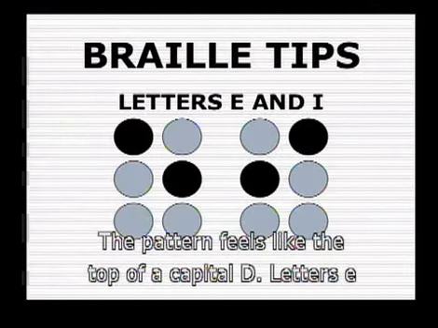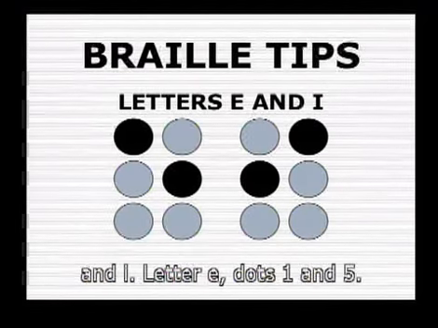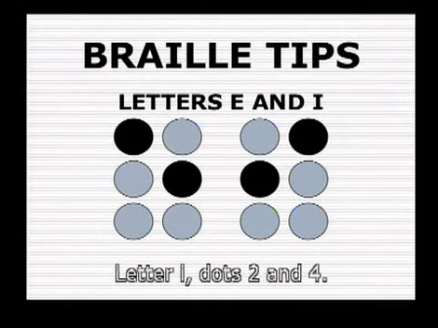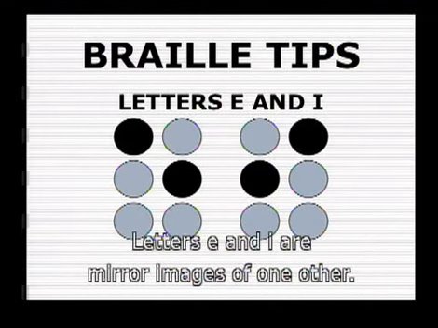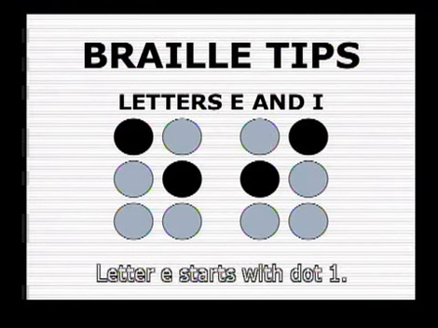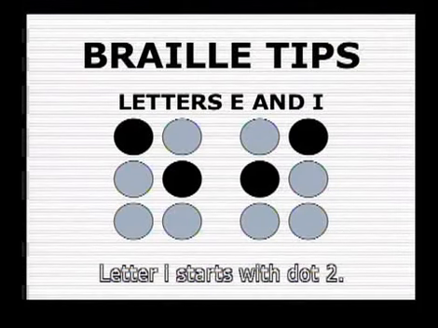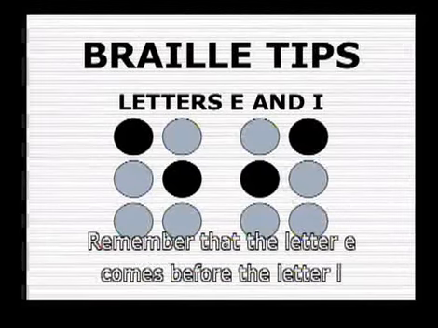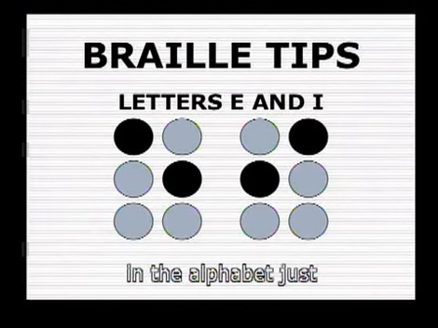Letters E and I. Letter E, dots 1 and 5. Letter I, dots 2 and 4. Letters I and E are mirror images of one another. Letter E starts with dot 1. Letter I starts with dot 2. Remember that the letter E comes before the letter I in the alphabet, just as the number 1 comes before the number 2.